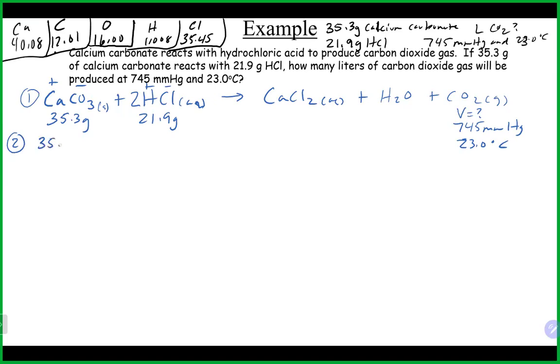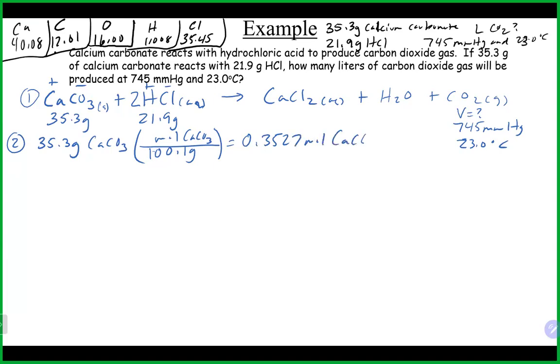So I'm going to take 35.3 grams of CaCO3. I'm going to go to the periodic table and use the molar mass there and add it up, right. So 40.08 plus 12.01 plus 3 times 16 looks like 100.1 grams per mole of CaCO3. And that would get me 35.3 divided by that. It'll give me something like 0.3527 moles of CaCO3.